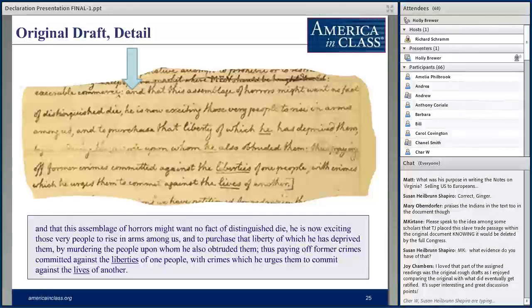Somebody writes, please speak to the idea among some scholars that TJ placed the slave trade passage within the original document knowing it would be deleted by the full Congress. I think that's just not true. I'll actually quote from one of his letters where he talks about it being deleted, but he was really horrified that it was deleted, and it would have been in there except for, in fact, the insistence by one state, by South Carolina, that they wouldn't agree to it until the language got changed. So I don't think he would know.